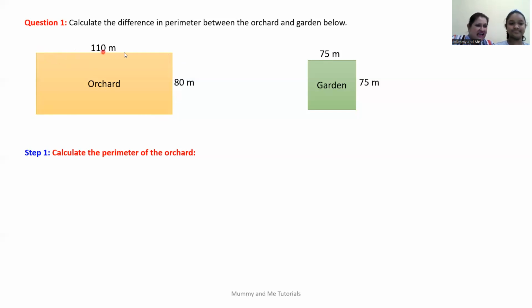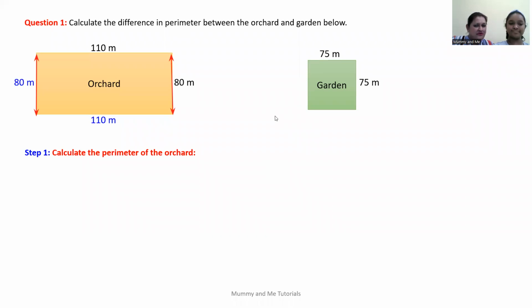So this side equals 110 meters. Yes, and since both long sides or lengths are equal, this side will also be equal to 110 meters. Okay. And what does that mean for the short sides? Both short sides are also equal. So if this side is equal to 80 meters, then this side will also be equal to 80 meters.